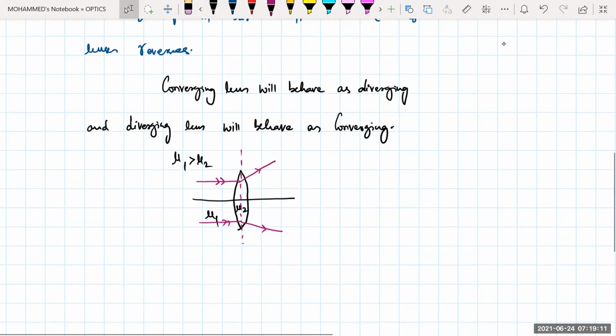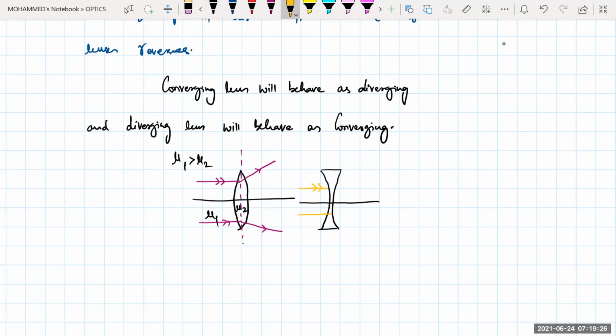Clear? Yes. The same way, if I'm taking the concave lens, this is your principal axis. When a ray of light is incident on this one like this, what is happening? It will get refracted and it will converge. So this will be the condition. Clear? Yes.